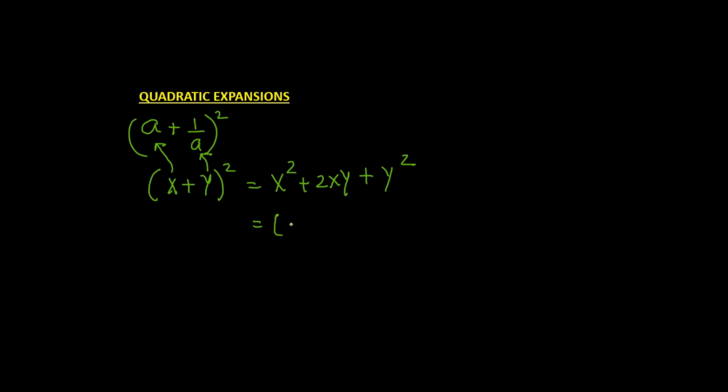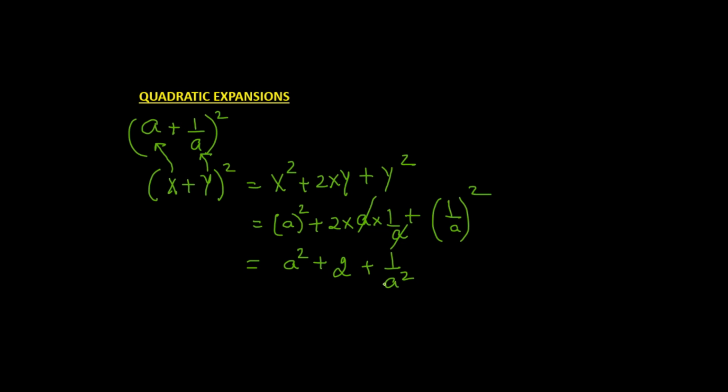So in place of x, we can write a. y is 1 by a, and y square is (1/a) whole square. Okay, so this becomes a square. This a and a cancels off to give you a 2 plus 1 upon a square. Correct? So what do we get? (a + 1/a) whole square is equal to a square plus 1 by a square plus 2.